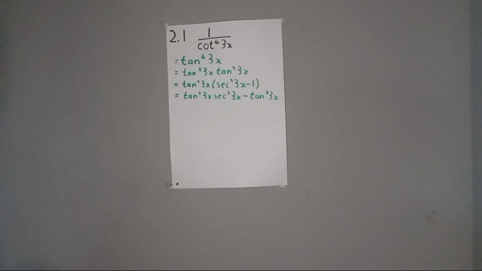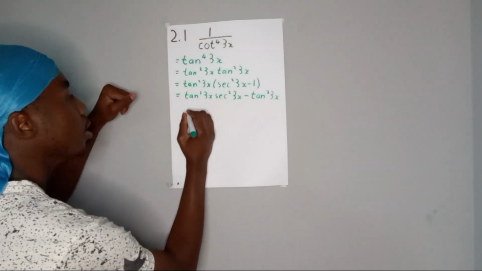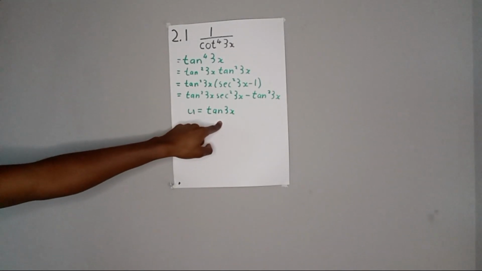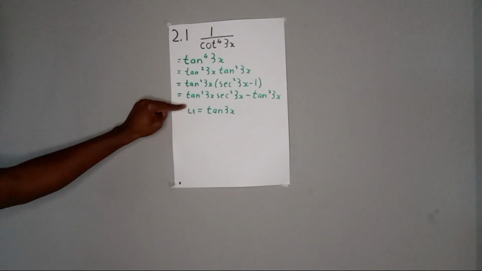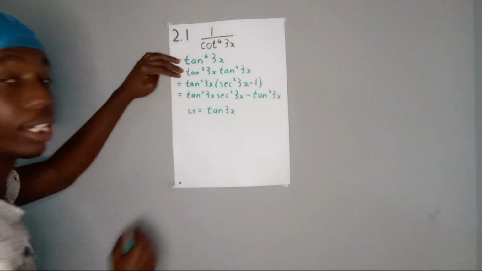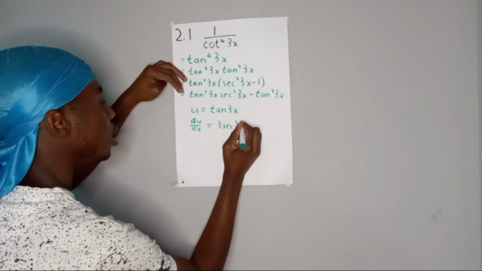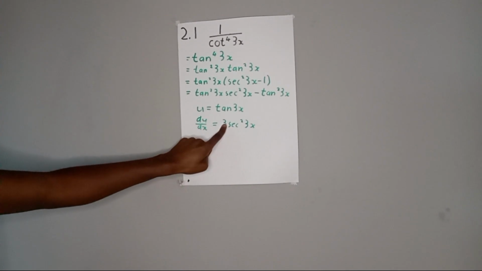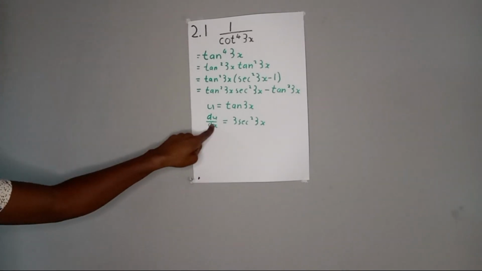Okay, now we're going to use U substitution. And the U here in this situation is going to be tan 3x, right? We're going to have tan 3x. And then we're going to have to differentiate this with respect to x. So let's do that now. That's going to leave us with 3 sec squared 3x. And the 3 is there because of the chain rule. Right. And now the next step is to make dx the subject of the formula.